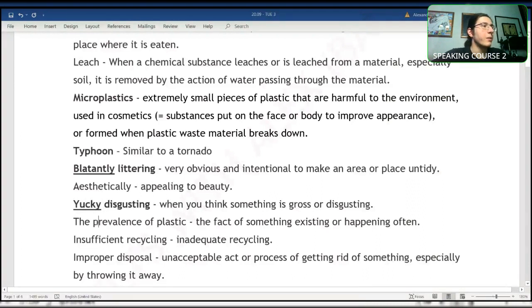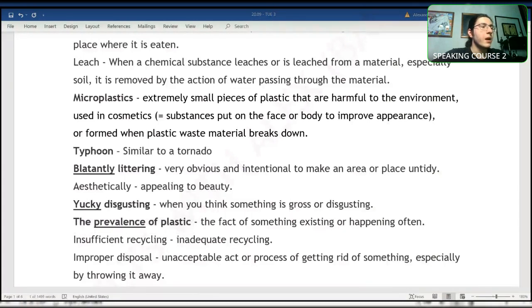Let's continue. The prevalence of plastic. I think the main word here is prevalence. Prevalence comes from the word prevalent, which means very popular. For example, in some kind of society, you can say that environmental problems are now prevalent, which means they are prevailing, which means they are very popular, I guess. Prevalent basically means popular or very important or something big. Let's continue to the next word.